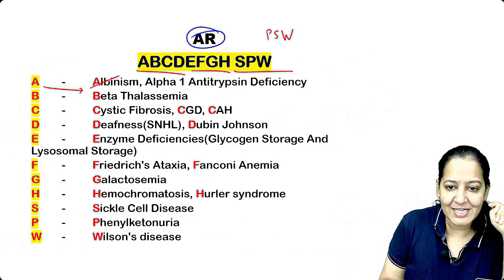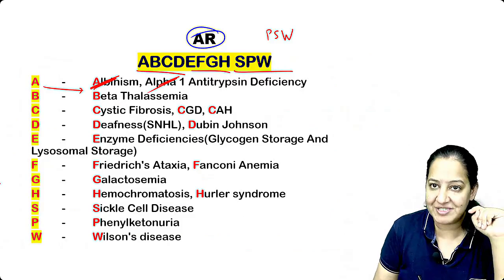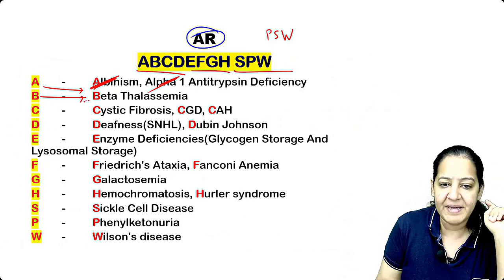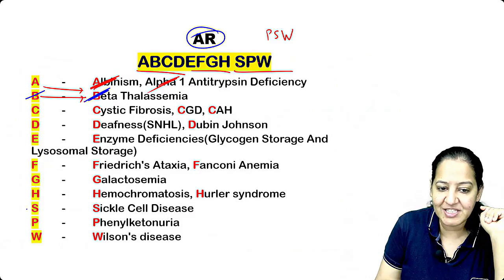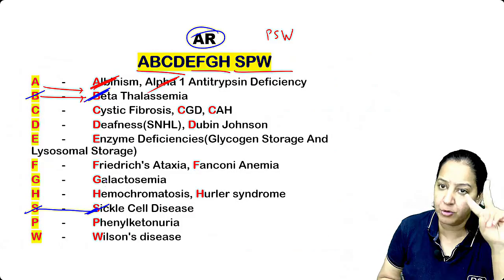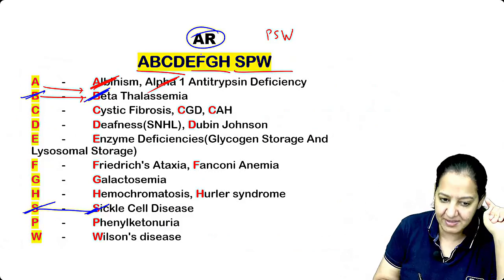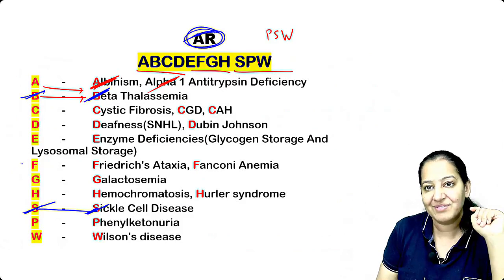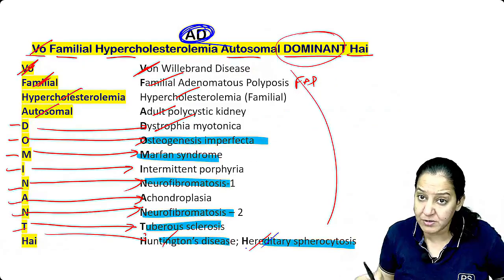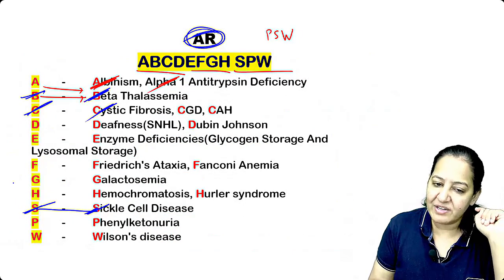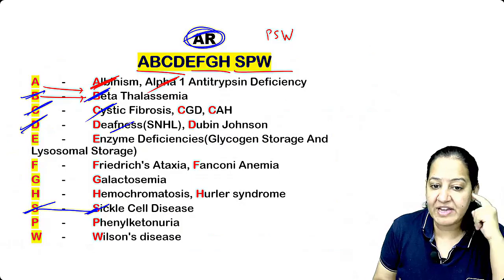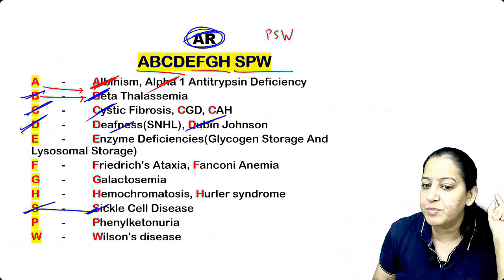A stands for albinism and alpha-1 antitrypsin deficiency. Two things are there. B stands for beta thalassemia. From beta thalassemia I also remember sickle cell anemia. Both are anemias. Beta thalassemia, sickle cell anemia, both are autosomal recessive. Okay, but hereditary spherocytosis was autosomal dominant. Please see. C stands for cystic fibrosis. D stands for deafness, sensory neural deafness, and Dubin-Johnson.